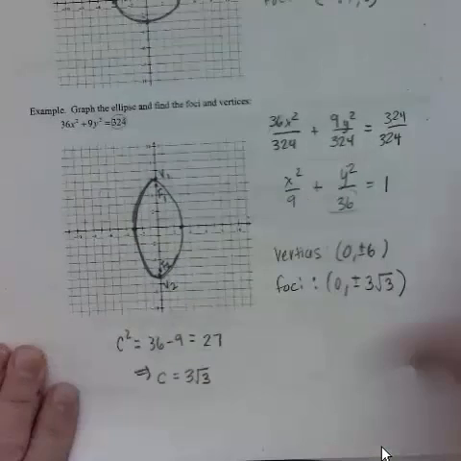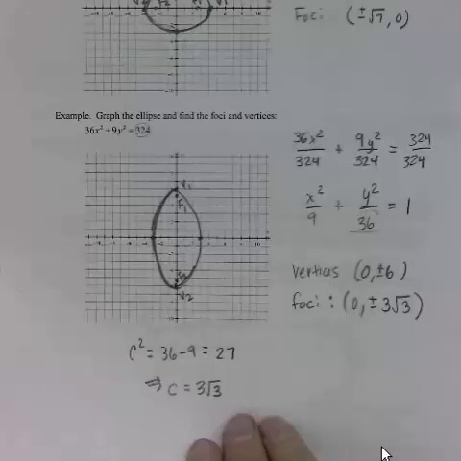Okay, so those are ellipses centered at the origin. Centered at the origin is pretty straightforward.